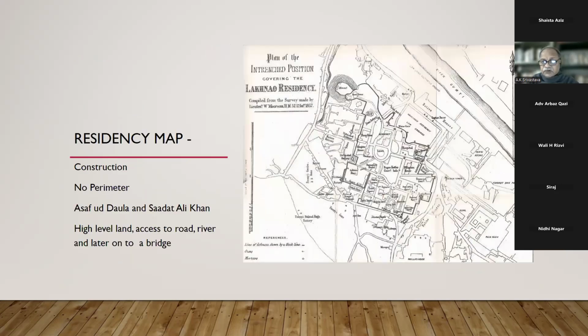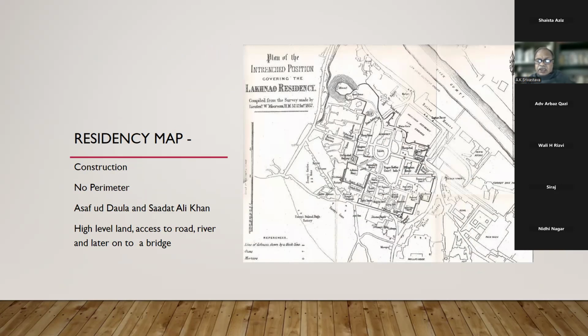So with this brief introduction, we can come to the Residency. So just take a minute's time, have a look at the map, a very detailed map. You can locate it with the help of the Gomti. The construction was done by Asafuddaula and Saadat Ali Khan. And all of it was not done in one go.